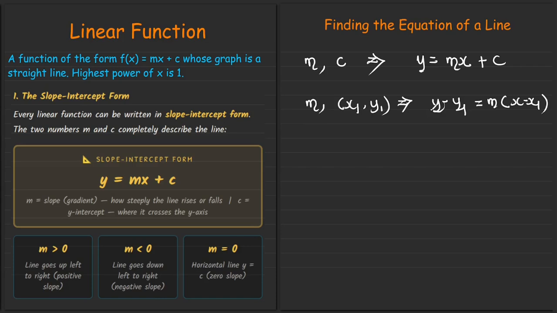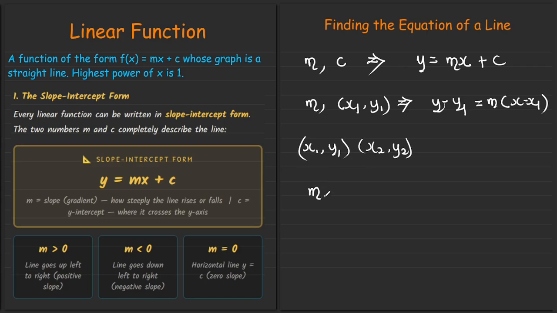Now, if you are actually given 2 points on the graph to find the equation of the line, let's say the first point being x1, y1, and your second point being x2, y2, then we use the gradient formula. With the gradient formula, this is where we solve for the gradient. We solve for the gradient and then come back here to use the point slope.